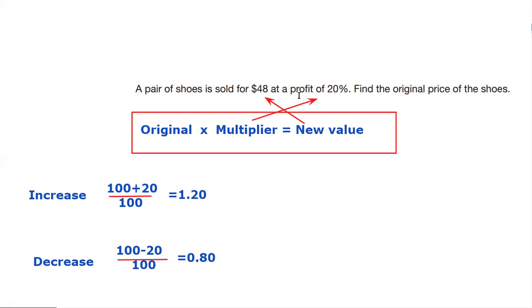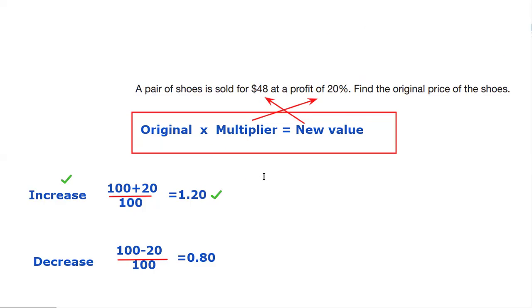Here, this is a profit of 20%. It means it's an increase. It means we're going to use this multiplier. Because this is a profit, it means it's an increase, so we're going to use the increase multiplier. If it's a decrease or a depreciation question, we're going to use the decrease multiplier. So here, we're going to use the increase multiplier.